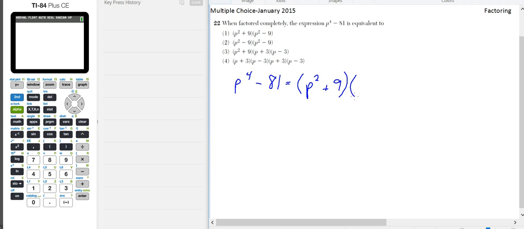Then we multiply that by the square root of the first term, the square root of p to the fourth, which is p squared. And we subtract from that the square root of the second term, which is the square root of 81, which is 9.